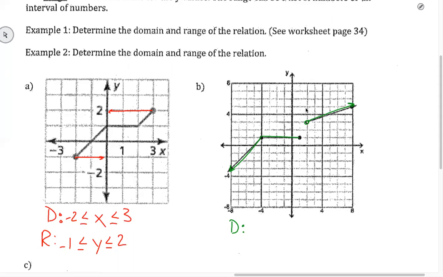Well, let me put that in a different color. I have the green part, and I have the blue part. So let's look at the green part first. The domain of that, okay? Notice I drop that down. And this arrow at the end, I want you to pay attention to that arrow. That means it keeps on going. So for the green part, X is simply going to be less than or equal to, because it's a closed circle, 1.